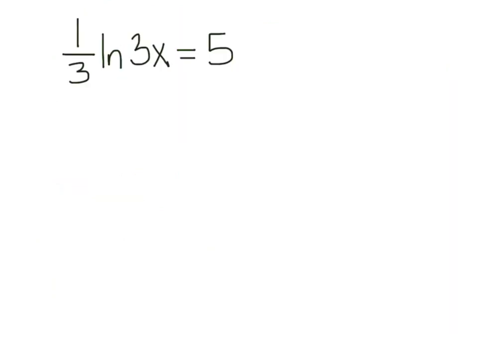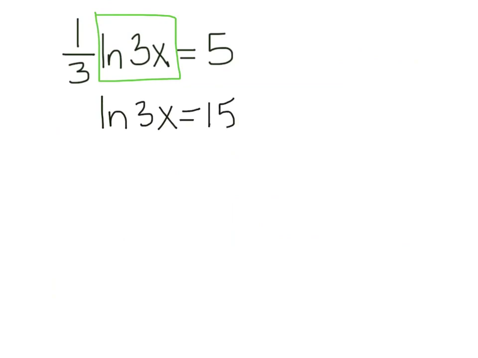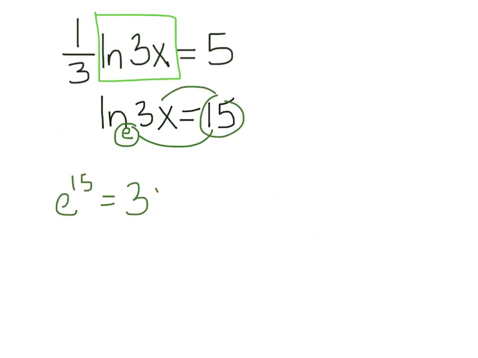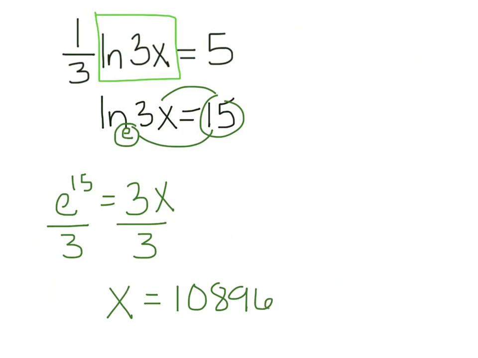One more of these. 1/3 ln 3x equals 5. Remember, we need to isolate our logarithm, so we need to multiply both sides by 3. So we have the natural log of 3x equals 15. And then you have to remember that the base on the natural log is the letter e, so we're going to take e to the 15th power equals 3x. Then we have to divide both sides by 3. So you can punch e to the 15th in your calculator and then divide it by 3. And it's a very big number. We have 1,089,672.457. And that's okay, because e to the 15th is really, really big.